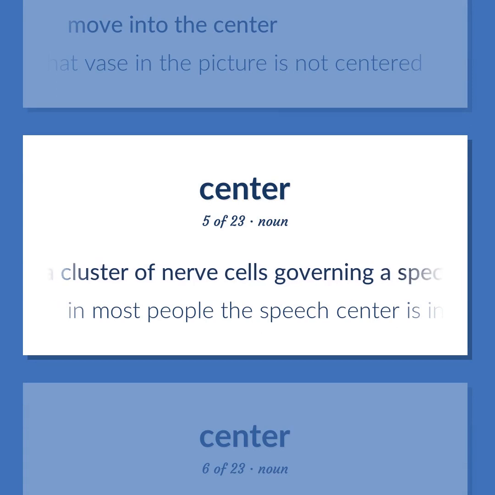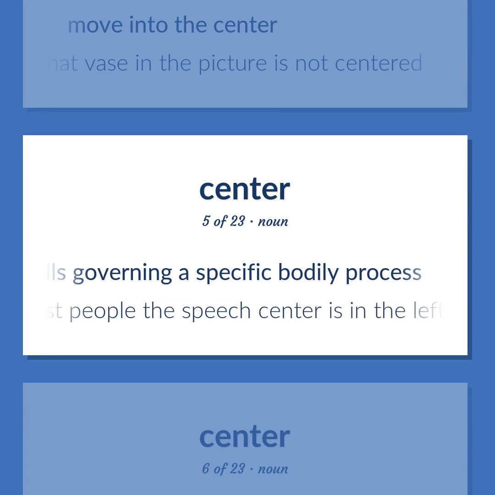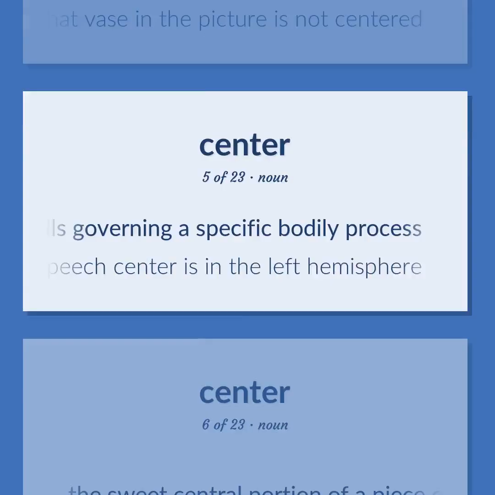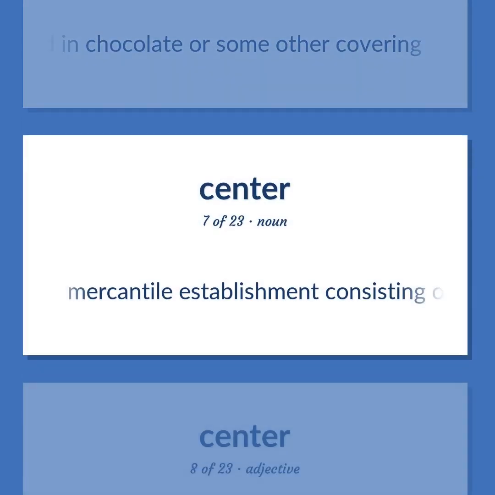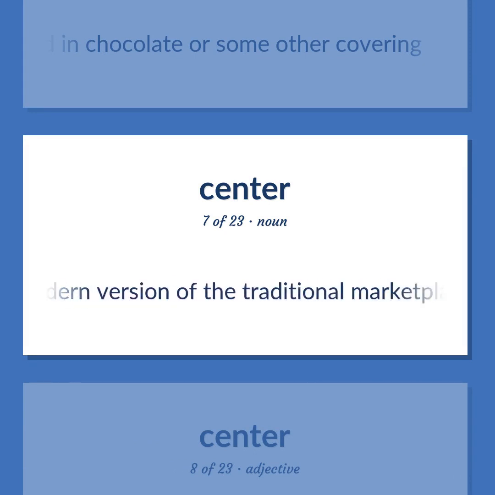A cluster of nerve cells governing a specific bodily process. In most people, the speech center is in the left hemisphere. The sweet central portion of a piece of candy that is enclosed in chocolate or some other covering. Mercantile establishment consisting of a carefully landscaped complex of shops representing leading merchandisers. Usually includes restaurants and a convenient parking area. A modern version of the traditional marketplace.